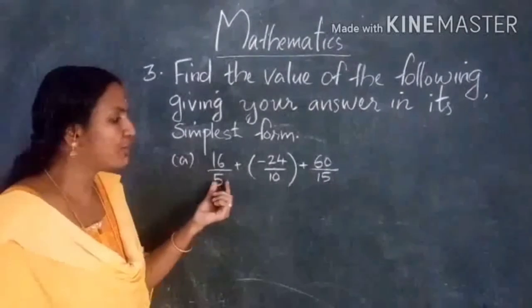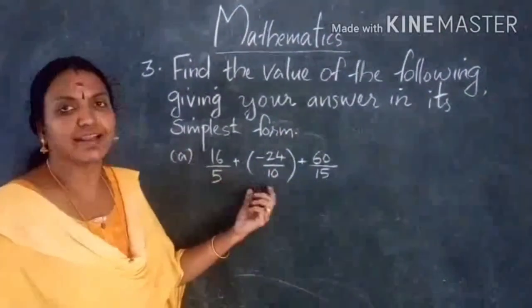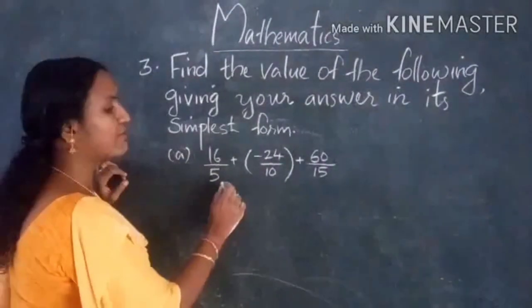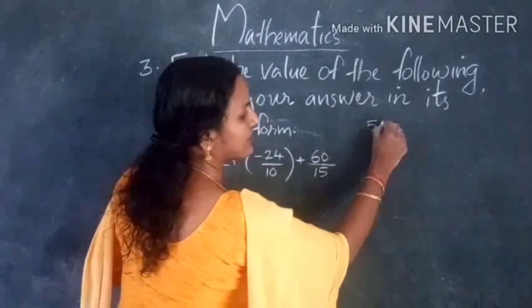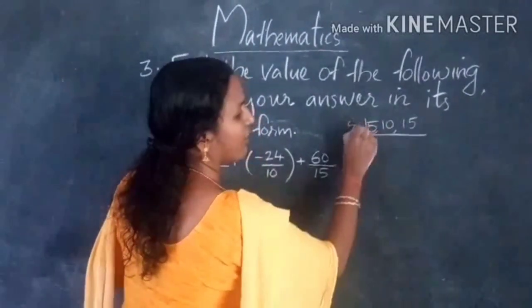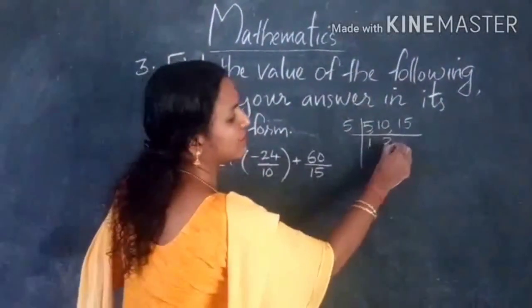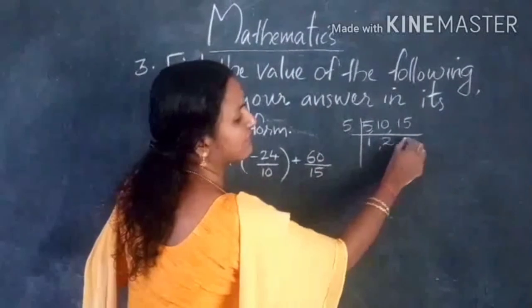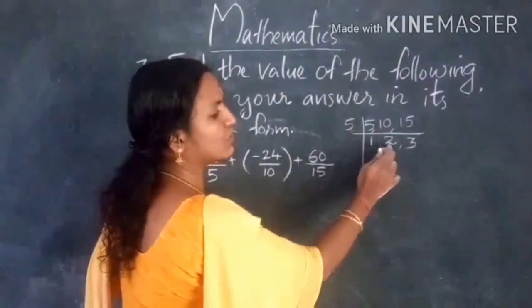Here the denominators are different, 5, 10 and 15. So we take the LCM first. The LCM of 5, 10 and 15. How many 5s are in 5? 1 5s are 5. How many 5s are in 10? 2 5s are 10. How many 5s are in 15? 3 5s are 15. So the LCM is 5 into 1 into 2 into 3.